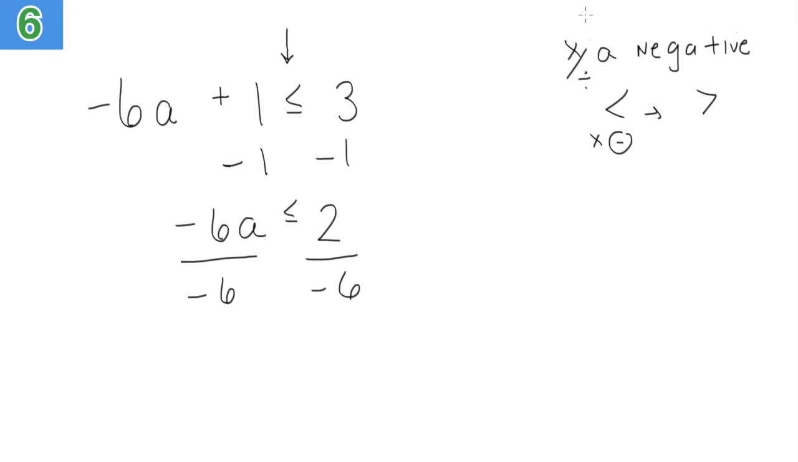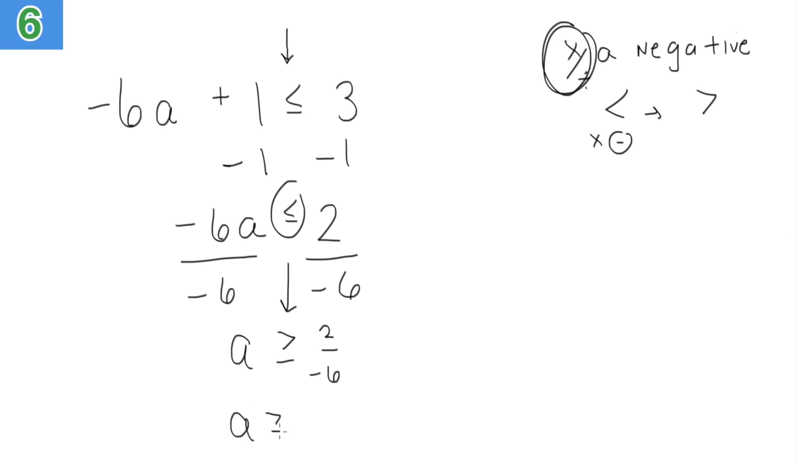Since we're dividing or multiplying by a negative number, we're going to flip the sign. So that becomes that, okay? We're left with A over here, and on this side we're left with 2 divided by negative 6, which we want to reduce. And if we reduce that, we'll get negative 1/3. Okay, so that is the answer.